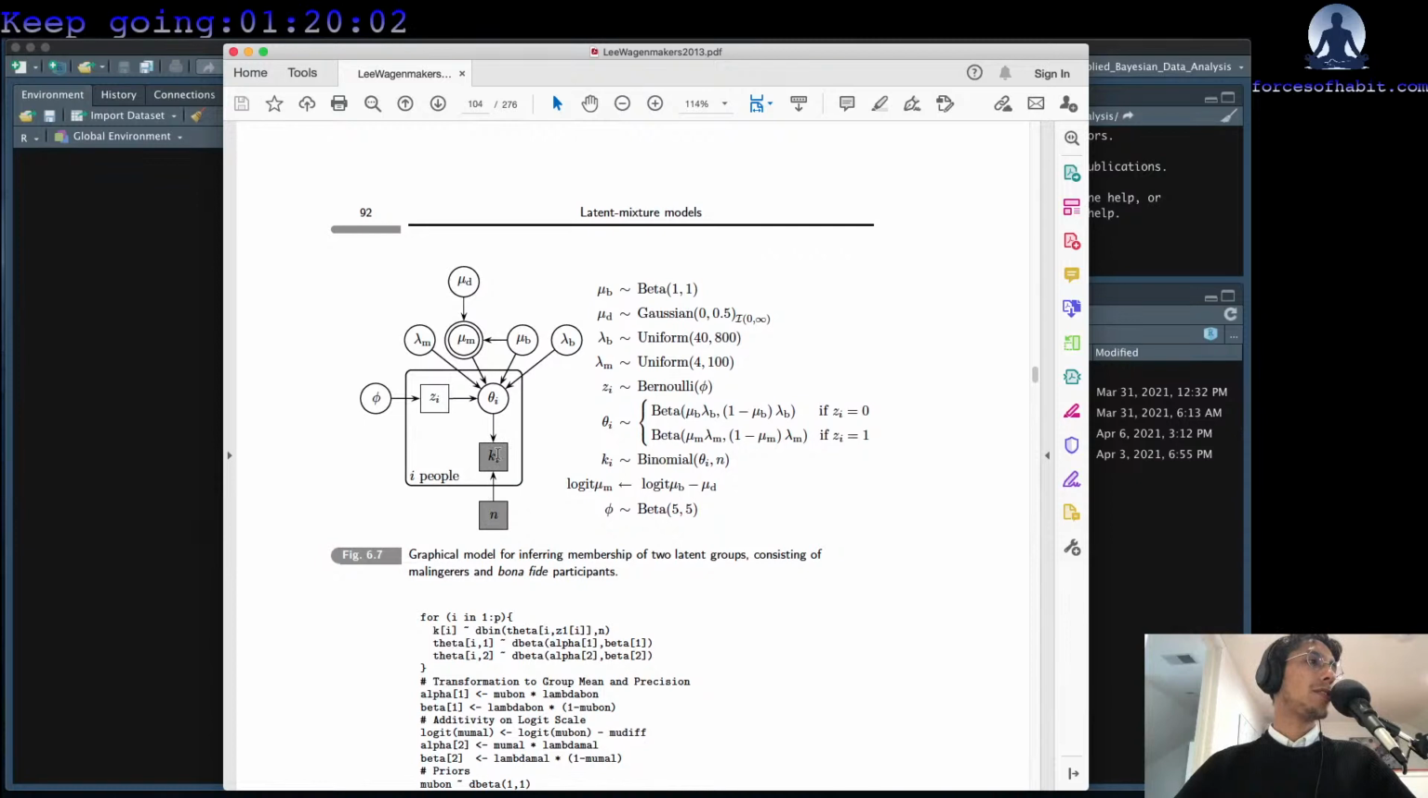So this is the number of questions. This is the score they get. We're going to infer the success rate, and we're going to have two success rates, one for the bona fide and one for the malingering group. And the baseline of this indicator can vary. We have a beta 5.5, which is uninformative, right? It's a fairly uninformative prior, I think.